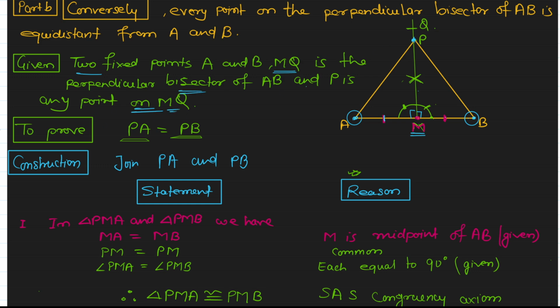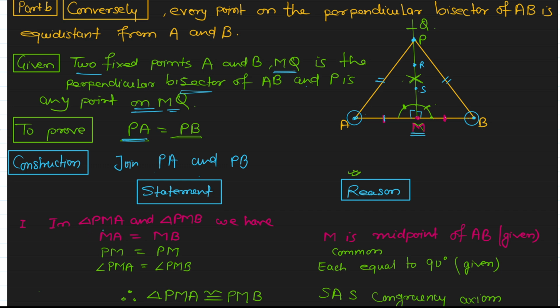So P is any point on MQ. We can take another point here, like R, and any point here, S. These will be equidistant from line AB. So for the construction, what we are doing is joining PA and PB.